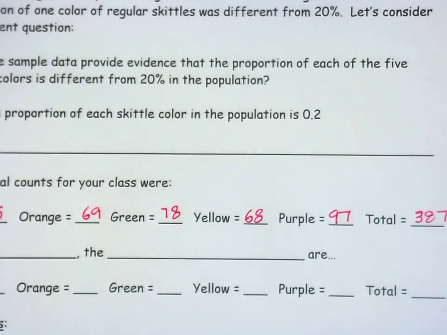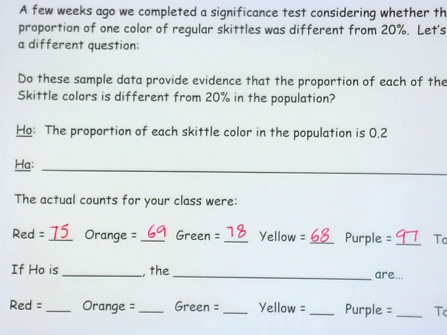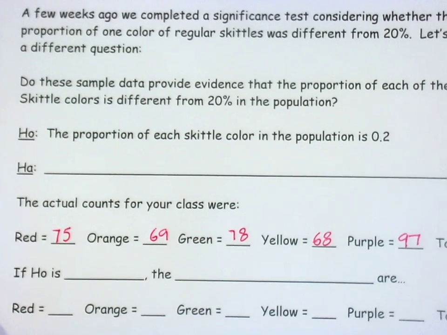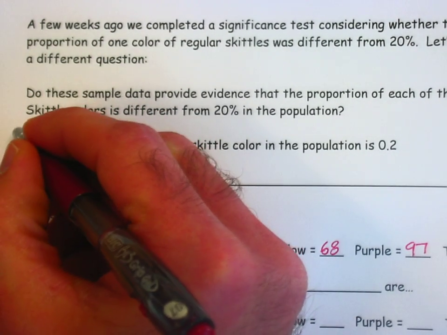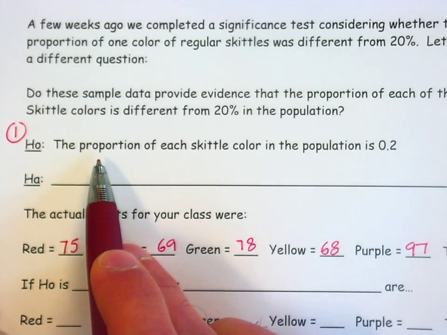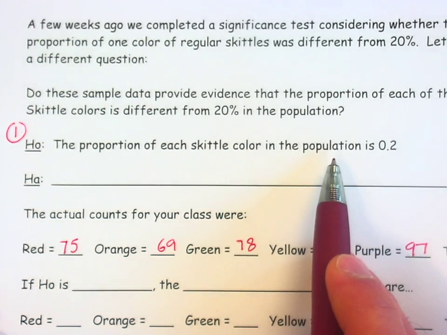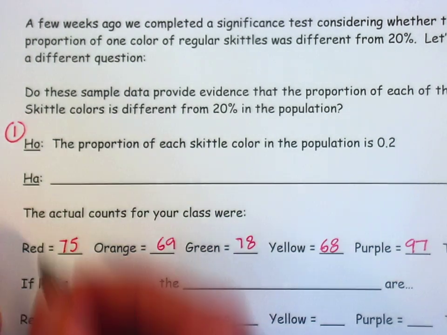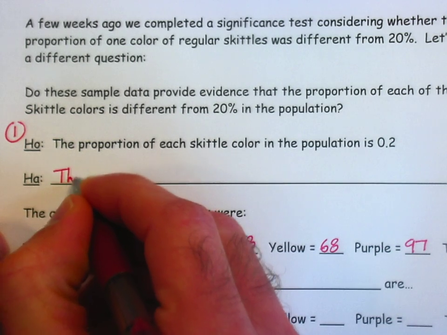So the question then becomes, what should our null and alternative hypotheses be? Like any other statistical test, there are 4 parts. We start with our hypotheses. The null hypothesis, still written H0, is that the proportion of each Skittle color in the population is 0.2 or 20%. If nothing special is going on, they're all 20%. So we're looking for evidence that they're not all 20%. Pretty simple. That's the alternative hypothesis.